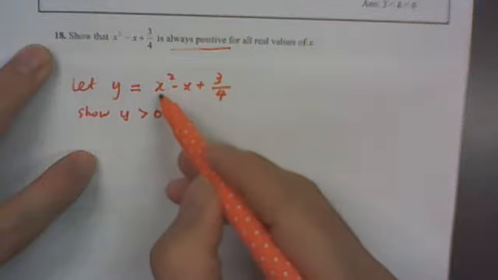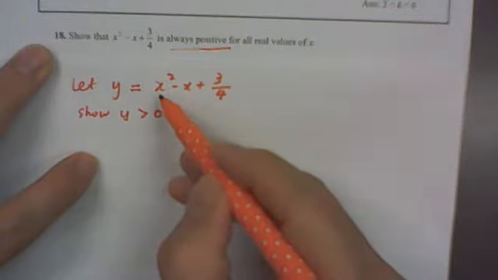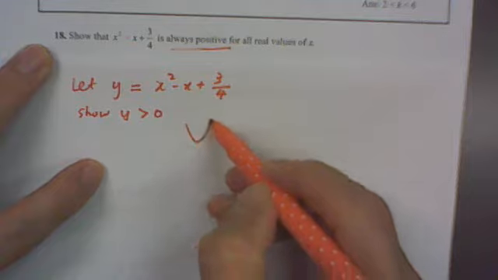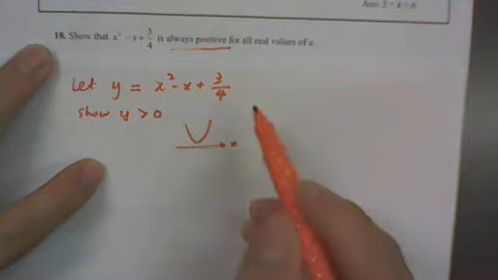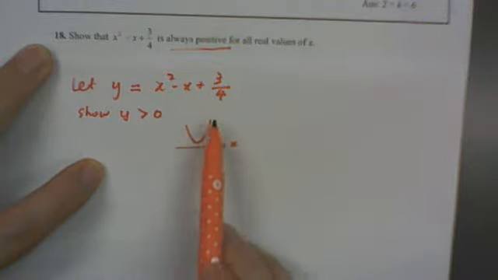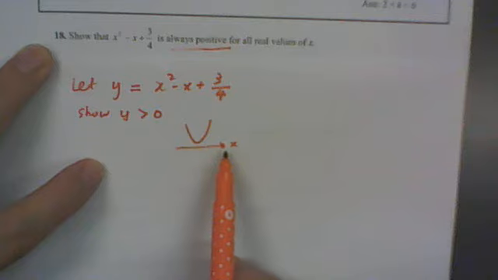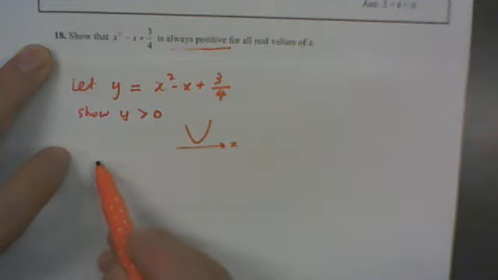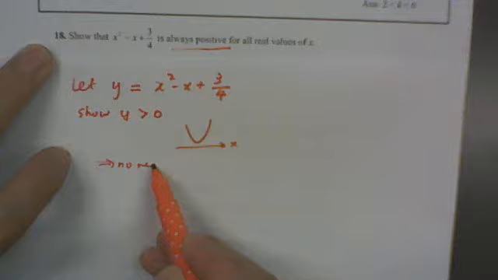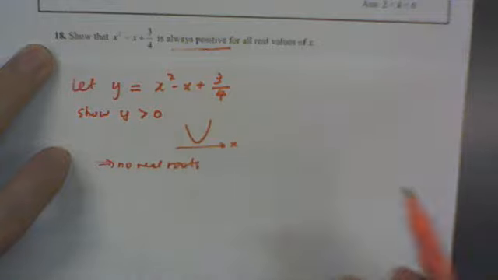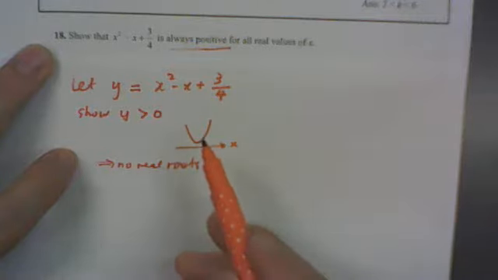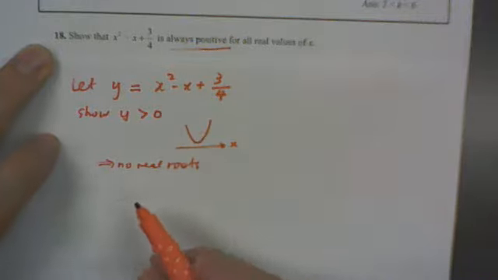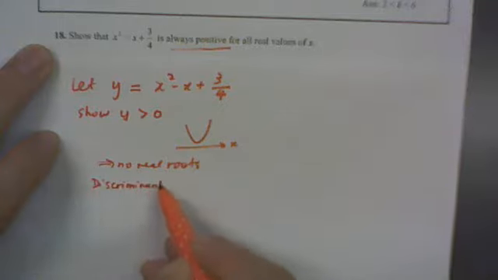And you notice that the coefficient of x squared is 1, which means that your graph should appear like this. If it's always bigger than 0, then the U-shaped quadratic curve is always above the x-axis, meaning there are no real roots. Right? So no real roots means that the discriminant is less than 0. So what we can do is take a look at the discriminant and see what happens.